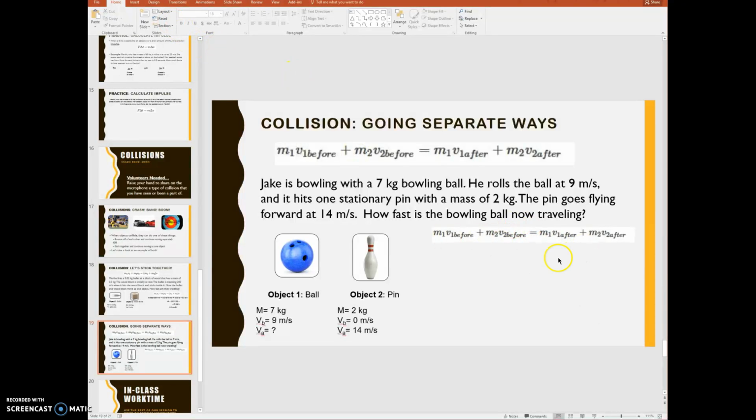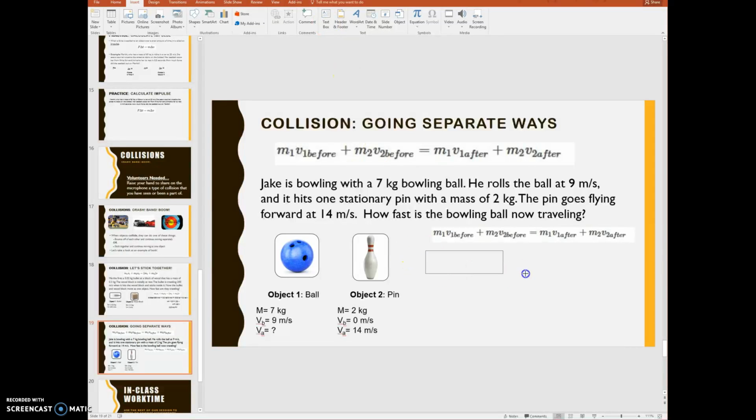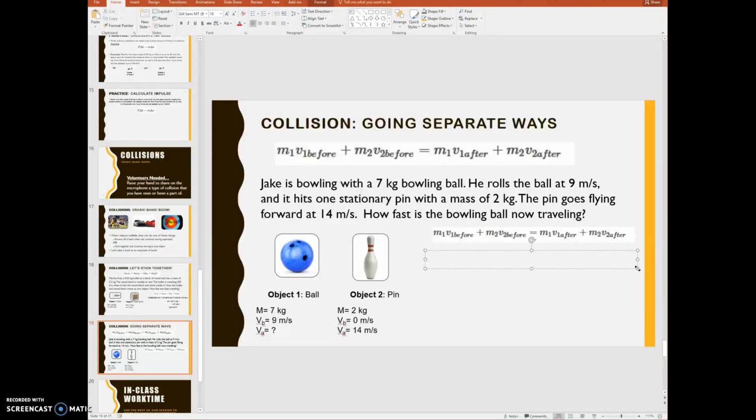So I'm going to start to plug in the information that I have and to show what I know to calculate the velocity of the ball after the collision. So the mass of the object 1 is 7 kilograms. We're going to multiply that times its velocity, which is the answer we don't know. We're going to add that to the mass of object 2, which is 2 kilograms, and multiply that times the velocity of object 2 beforehand. That is going to be 0 meters per second because it is at rest.